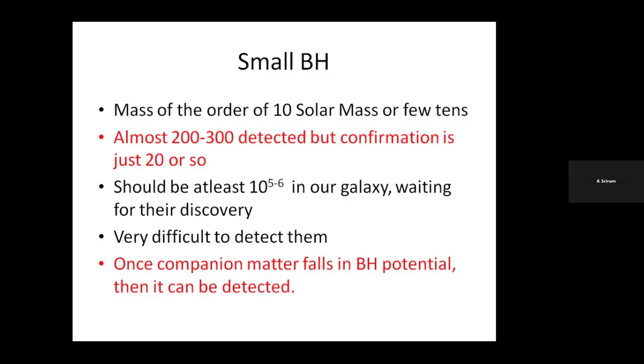But according to simulations, you should have more than 10 power 6 stellar size mass black holes in our galaxy. As I said, it is very difficult to detect. And one more point is, if these black holes are in a binary system, we can detect it. Our lives are very easy if they are in binary systems because the other star will expand because of its evolution. The matter slowly falls into the black hole.